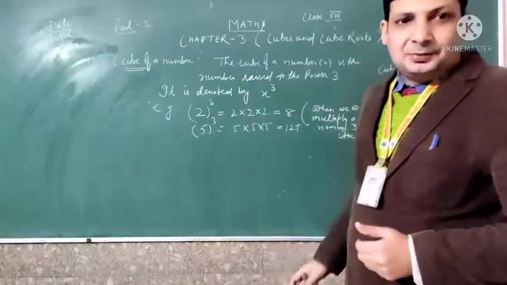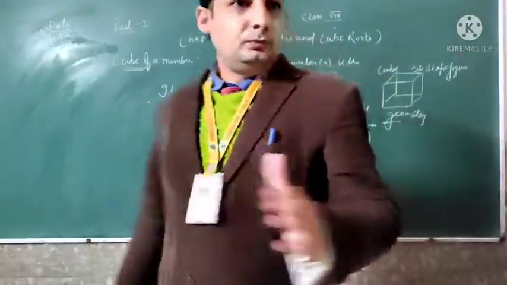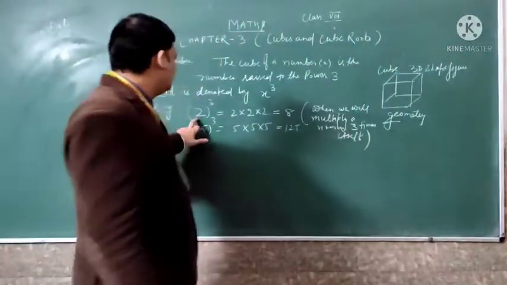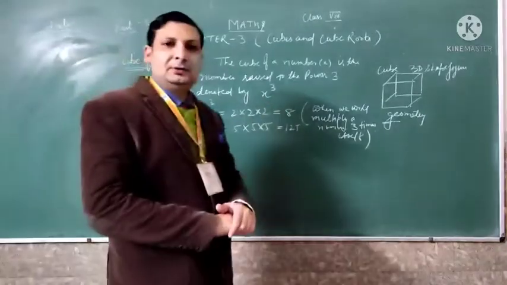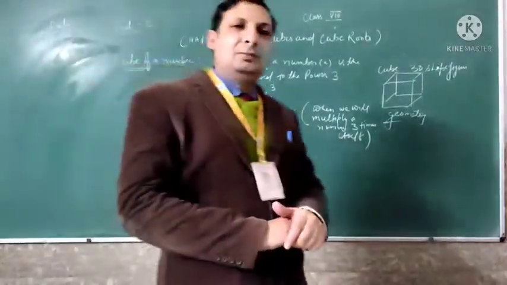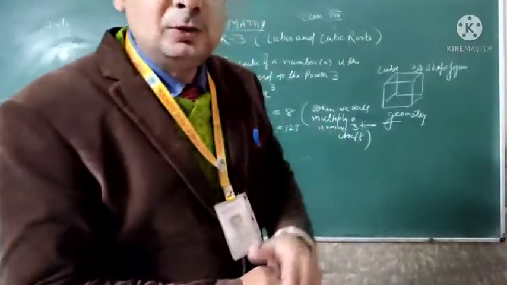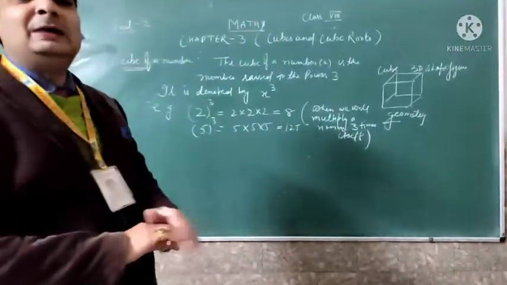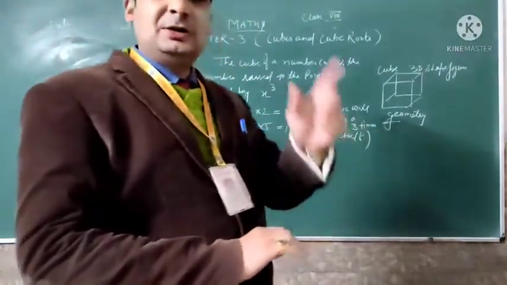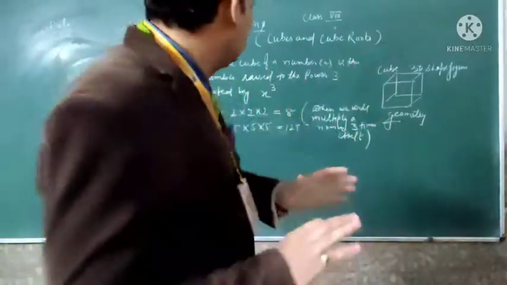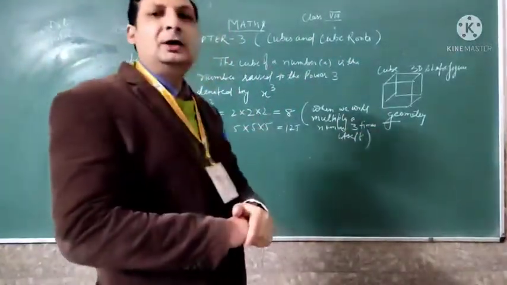We will take a different example of cube of a number. Suppose I am finding the cube of number 2. The answer will come 8. So what is cube? Cube of a number is the number raised to the power 3, and we multiply a number 3 times. When we multiply any number 3 times, we call it the cube of a number.